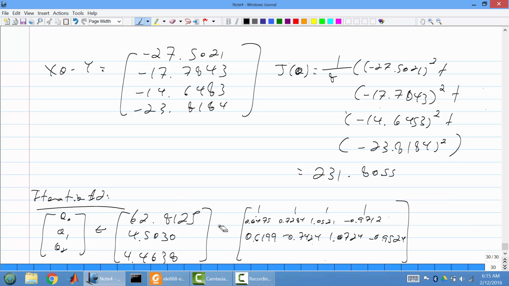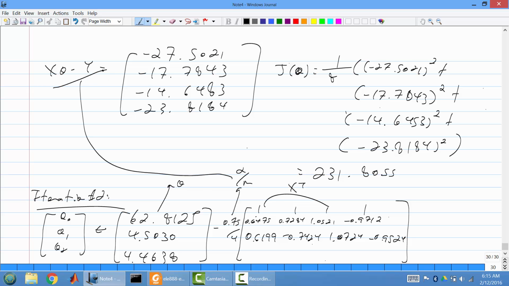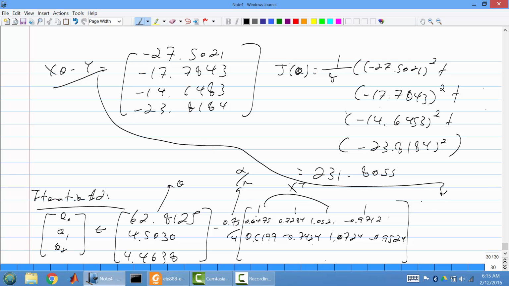And also don't forget to multiply by alpha divided by m, which is 0.75 divided by 4. Okay, and then what you do now is you take, so this guy was theta, this guy is alpha over m, this guy is x transpose, and then all you have to do is just take x theta minus y and put it right beside, that's what you have to multiply with here.